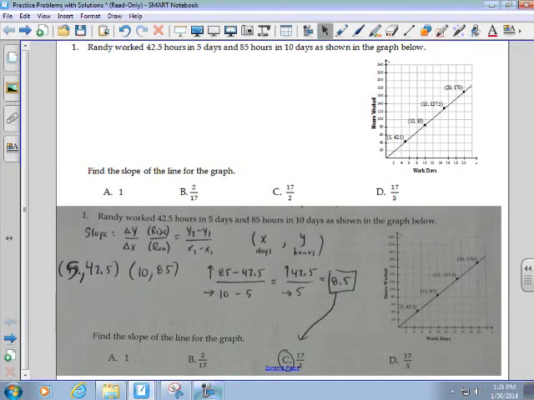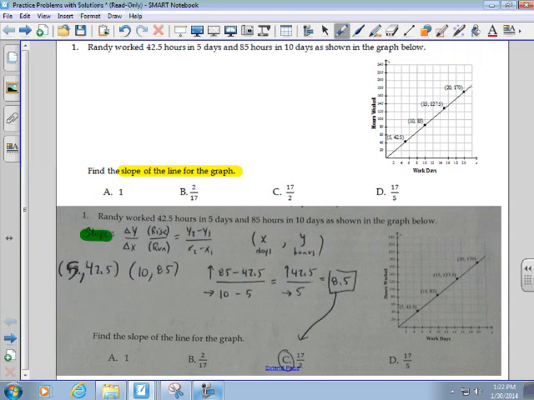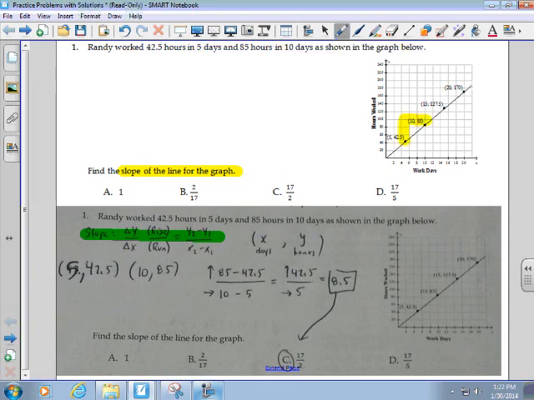This first problem is about finding the slope of a line. Again, ignore the first words. You always look at the end where it says, again, find the slope. So when you're finding the slope, you always want to write the equation first, which is the change in y over change in x, so delta y over delta x. And that's the same thing as the rise of the graph to the run of the graph.